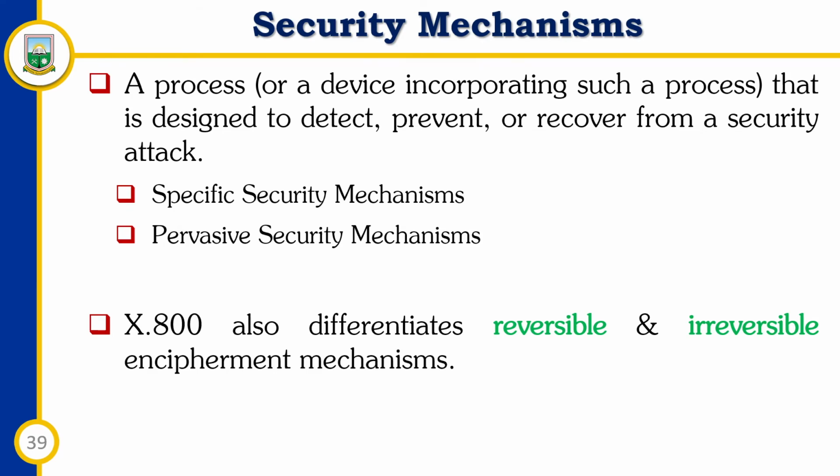The specific security mechanisms are those that are implemented in a specific protocol layer. So you deploy these security mechanisms in a specific protocol layer of the OSI reference model, which I've talked about. And those that are not specific are the pervasive security mechanisms. Those are not specific to any particular protocol layer or security service.